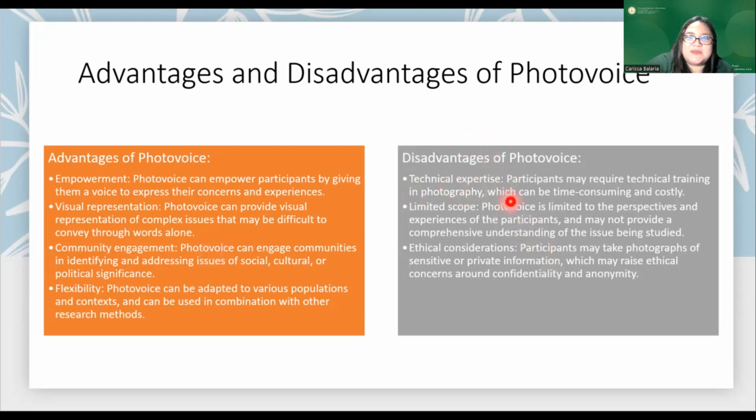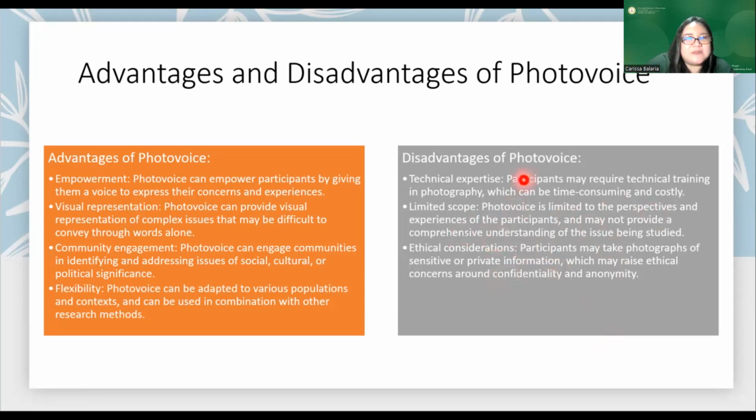Disadvantages, technical expertise, because mind you, in photo voice, there are styles in showing photos. May rule of thirds, may middle, may near and far. Okay, so you have to give them a crash course tutorial on taking pictures. You can't just take a picture. You have to teach them the stylings. Otherwise, you won't focus on the image or the information you're trying to convey. Okay. Limited scope. Limited only because of the experience. Okay. You can't really see the entire story.